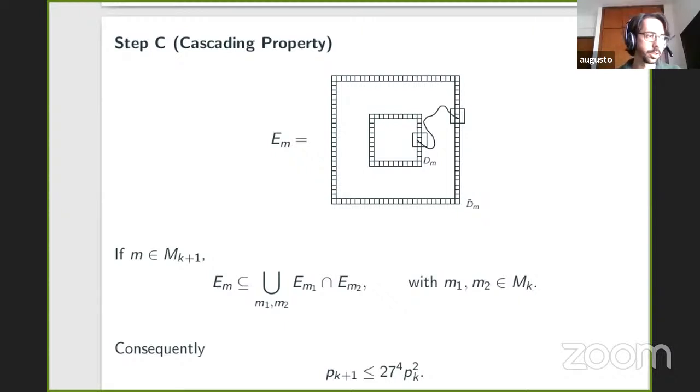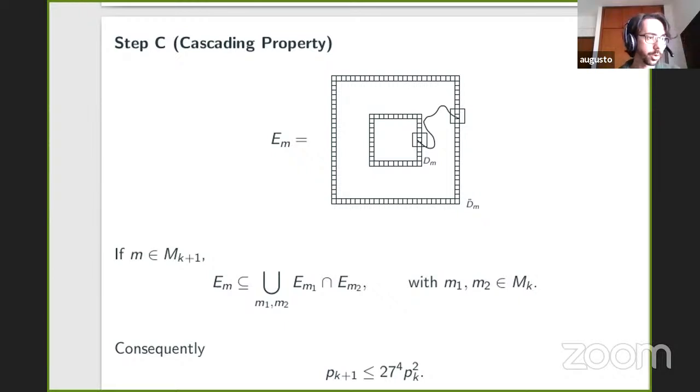So a way to write this rigorously is that EM is contained in a union. You have to pick the indexes of the union to be the inner ring and the outer ring. So M1 in the inner ring, M2 in the outer ring, of the intersection EM1 intersected with EM2. By the union bound, this gives you a bound on PK plus 1 with respect to PK. This is what I called in the slides before the recursive inequality. So we are bounding PK plus 1 as a function of PK.